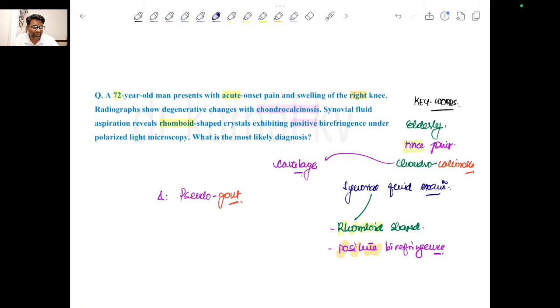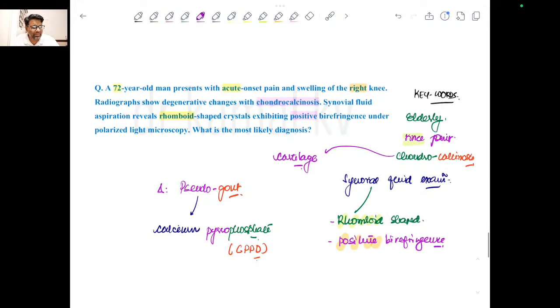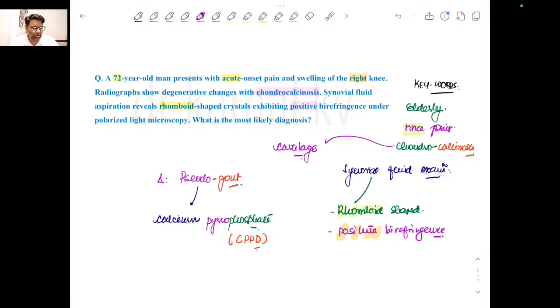Very good, Dhanush, very good. Yes, absolutely right. So this is pseudo gout, which is because of deposition of calcium pyrophosphate. Clear? So there is deposition of calcium pyrophosphate, so it is also known as CPPD, calcium pyrophosphate deposition. Clear? So here you need to remember these common facts, and yes, it is commonly seen in hemochromatosis. Very good. So this is classical presentation of pseudo gout.